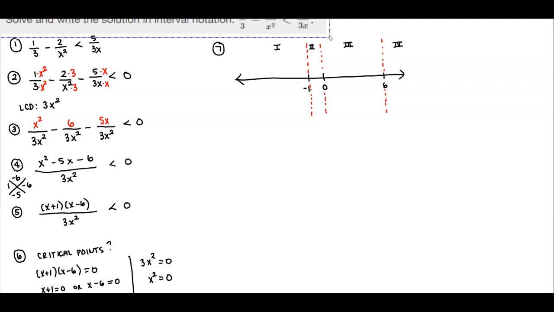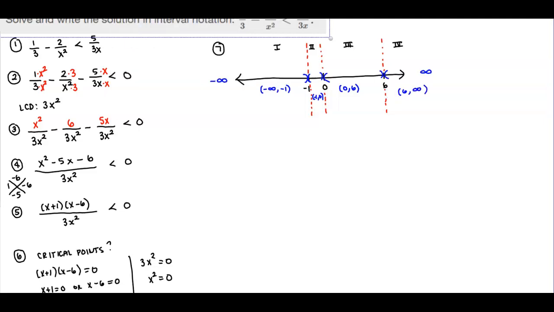Okay, now let's identify the interval notation for each region. So we're going to go from -infinity to -1. It's going to be parentheses regardless, because it says less than, it doesn't say less than or equal to, even for the undefined. So therefore, it's going to go from -infinity to -1. For region number 2, it's going to go from -1 to 0. For region number 3, it's going to go from 0 to 6. And for region number 4, it's going to go from 6 to positive infinity.